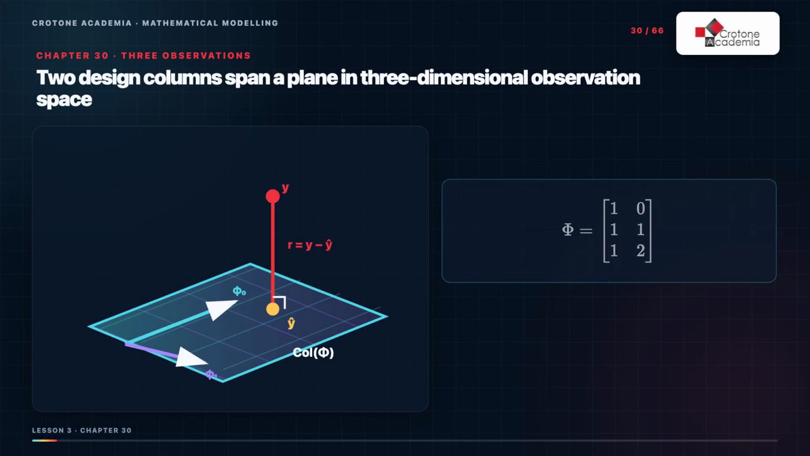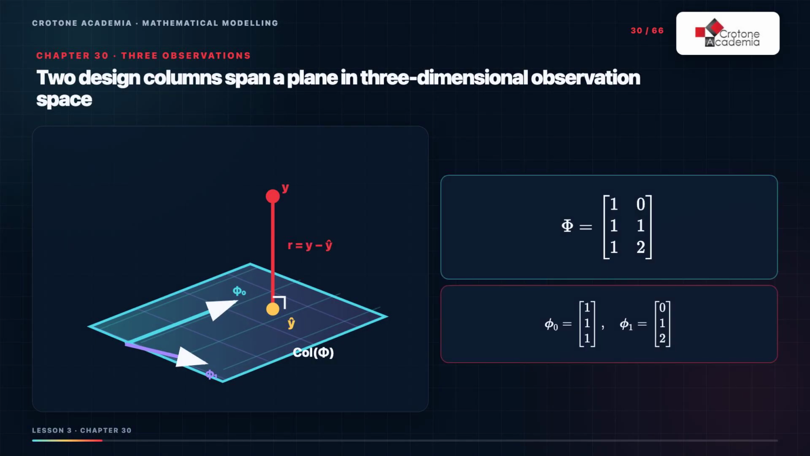For inputs 0, 1, and 2, the line design matrix has columns 1, 1, 1, and 0, 1, 2. Now, because there are 3 observations, a complete output vector is a point in 3-dimensional observation space. The 2 independent design columns span a plane through the origin. Every possible line prediction across these 3 inputs is one point on that plane. This plane, not the line in the ordinary XY plot, is the geometric model space for the 3-output vector.